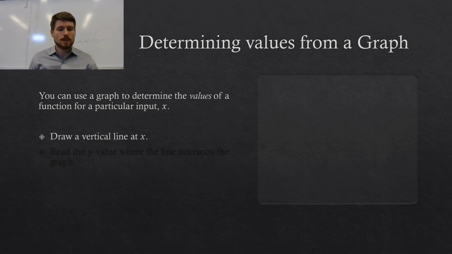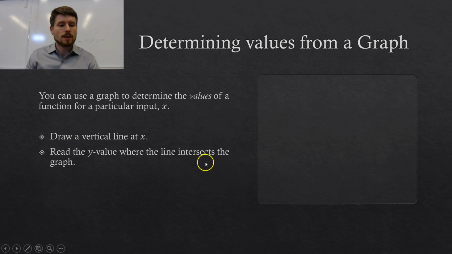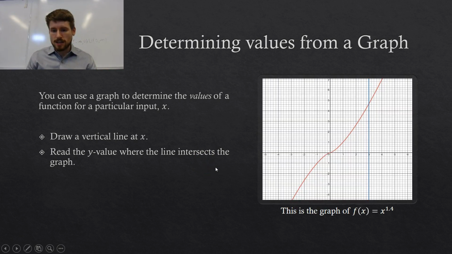So, for example, if x is equal to 2 and you want to find what's f of 2, we'll do that in a moment. But then you read the y value where the line intersects the graph. So let's take a look at an example.